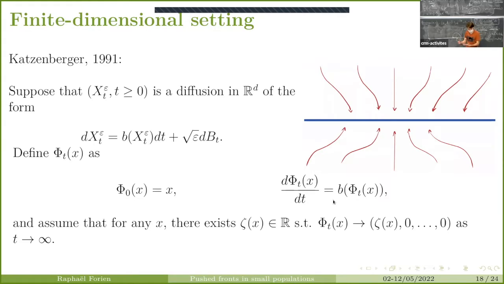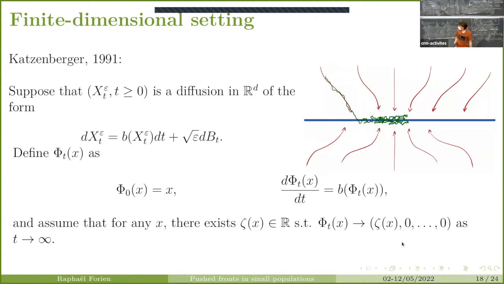And we assume that if you let t tend to infinity, for any x, phi_t of x converges to a point on this line here. Okay, so the deterministic flow corresponding to the drift in the SDE pushes you towards this linear manifold, which is just a real line. And there's a coordinate along this manifold, which is this zeta here.